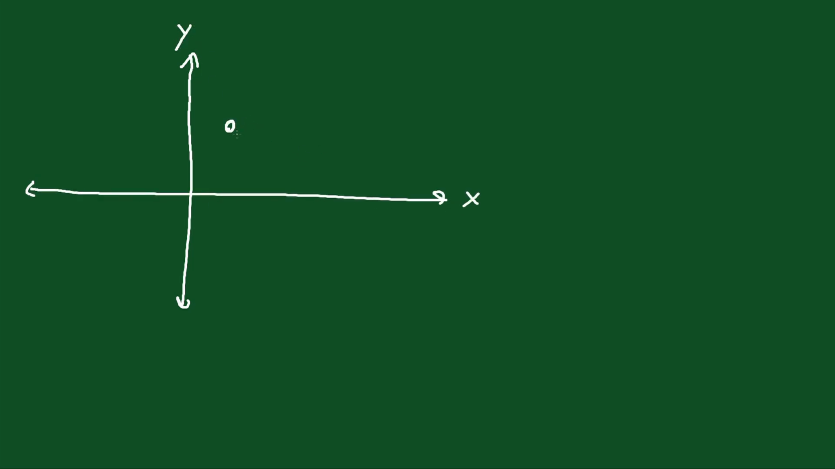a point here. I'll call this point A, and we have a point over here. I'll call this point B. And each of these points, we have a set of coordinates. So at A, we have the values 1 for x and 5 for y. For B, I have the x value of 6 and a y value of 7.